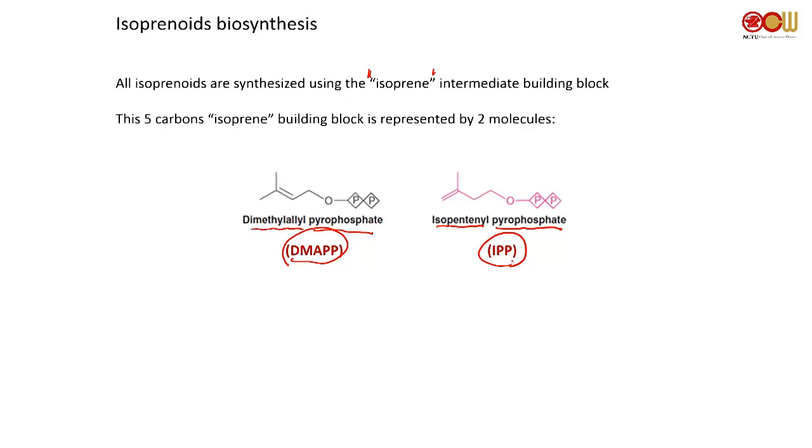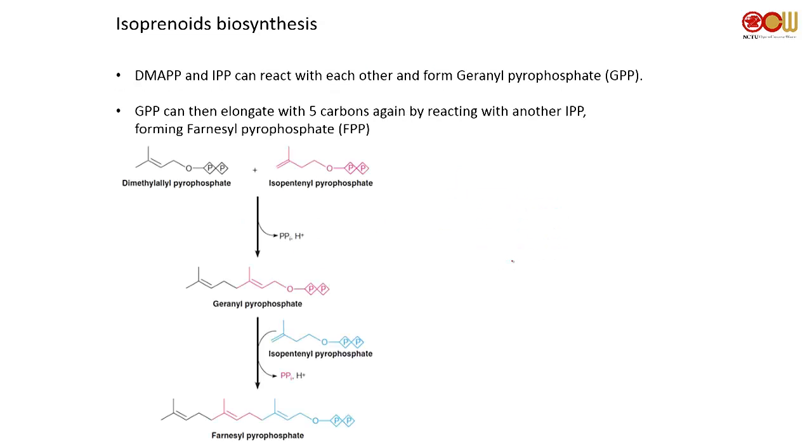DMAPP and IPP, you have to know this. Okay, DMAPP and IPP. All right, so assuming you have these molecules, how do you make squalene? DMAPP and IPP, since they have alkenes.